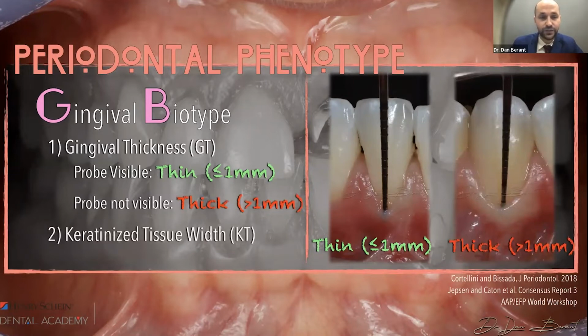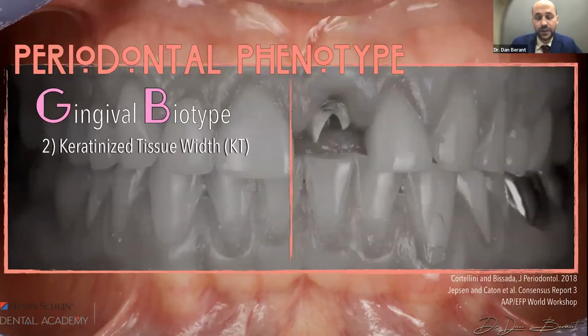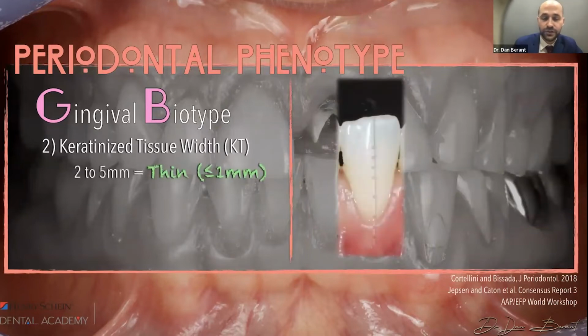The other factor in gingival biotype is keratinized tissue width. So if we take a look at this patient here, and we measure from the gingival margin to the mucogingival junction, we can see it is approximately 2 millimeters.